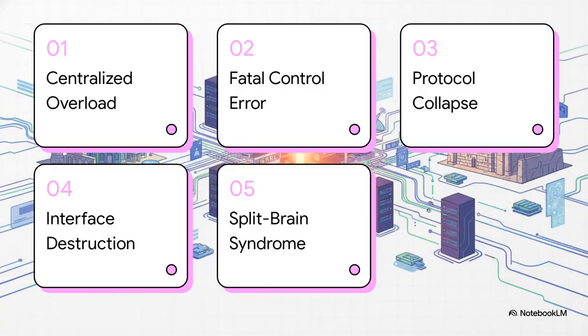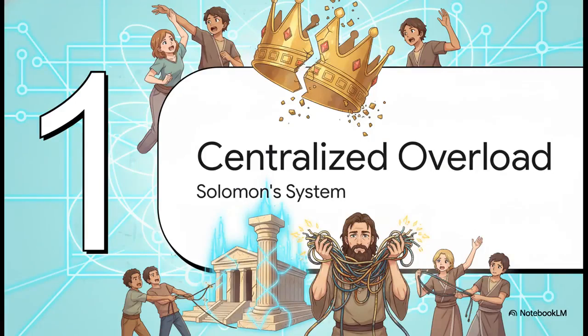Here's our system diagnostics report for today. We'll be hitting 1. Solomon's centralized system overload. 2. Rehoboam's fatal control error. 3. Protocol collapse and distributed nodes. 4. Interface destruction and hard fault. And finally, 5. Fake proxies and split brain syndrome. We are going to track the exact sequence of errors from that very first design flaw, straight down to permanent data corruption. All right, Section 1, Solomon's centralized system overload.